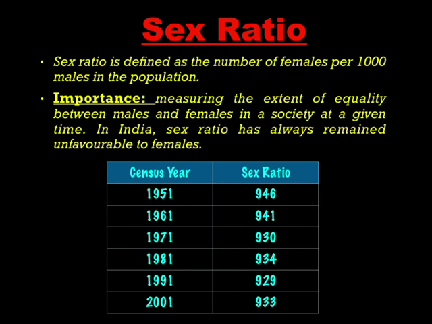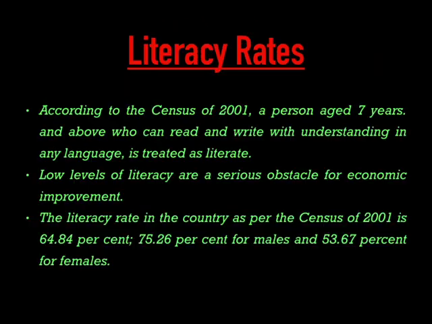You can see in the following chart the census year and the sex ratio. Friends, the sex ratio of India has never gone beyond 950. Forget about 1000, it has never gone beyond 950. It means for 1000 males, the number of females is always less than 950 in Indian society.